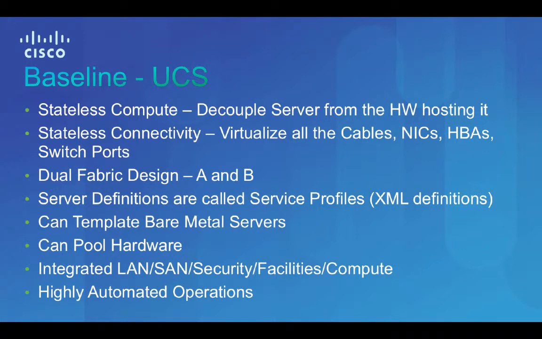UCS is a stateless computing infrastructure where we decouple the server instance and definition from the hardware that is hosting it. We have stateless connectivity where we virtualize all the cables, adapters, devices that we're connected to, along with the actual server itself, many of the settings, identities, and existence of the devices. We offer a dual fabric design for redundancy and traffic engineering. These server definitions are called service profiles in the UCS.